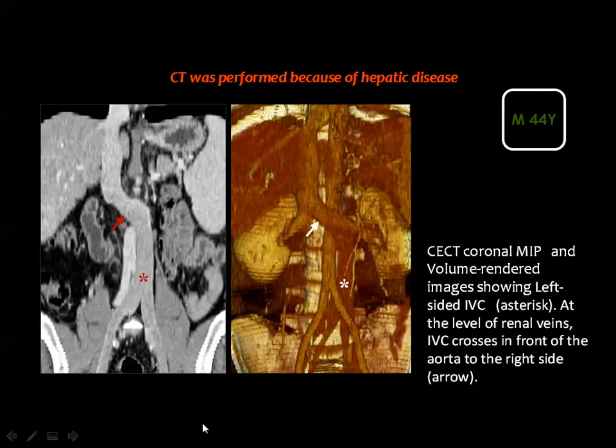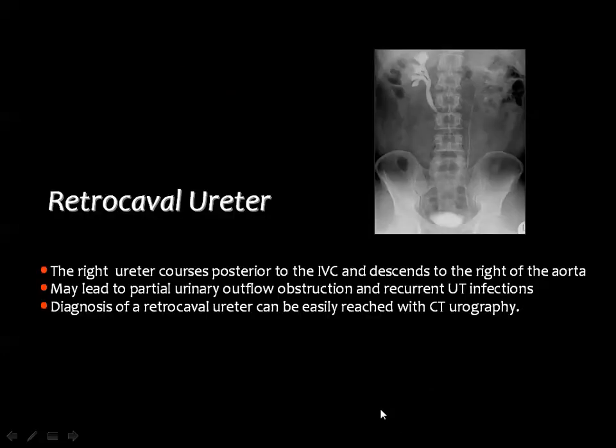And this is the common iliac veins draining into the IVC, which is located to the left side of the aorta. And this left-sided IVC will cross the midline to continue along the normal course of the IVC. Some of the anomalies which may affect the urinary tract, and this is what we call the retrocaval ureter or the circumcaval ureter many times.